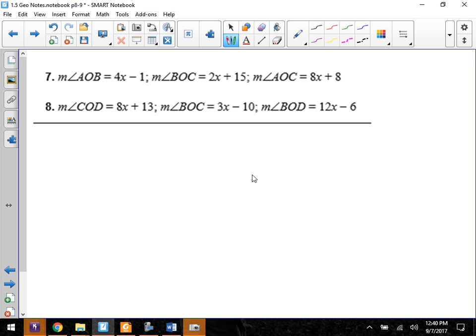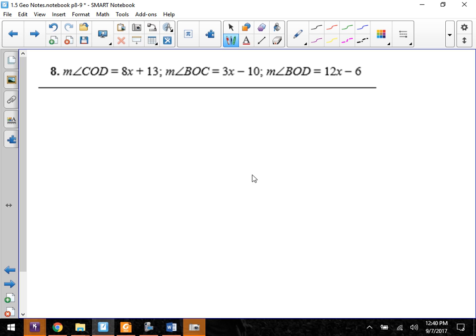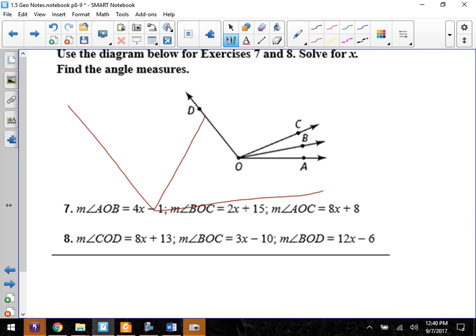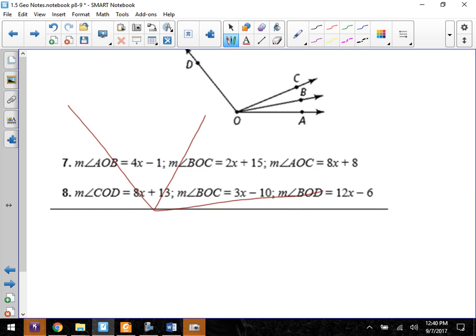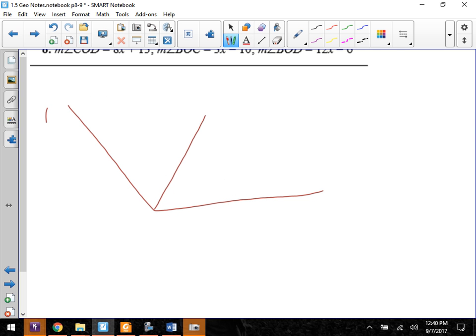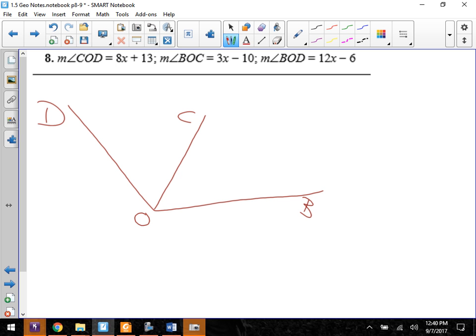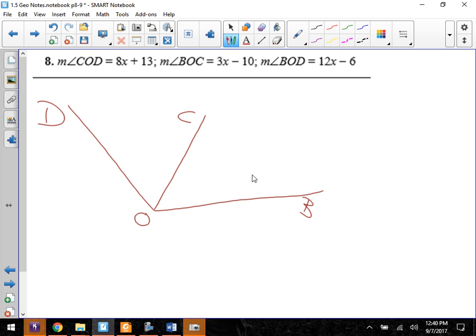So I already set up 7. Let's look at 8. D, O, C, and B. All I'm doing is redrawing the diagram bigger so you can see it easier, and we can now figure out what it's asking us to do.